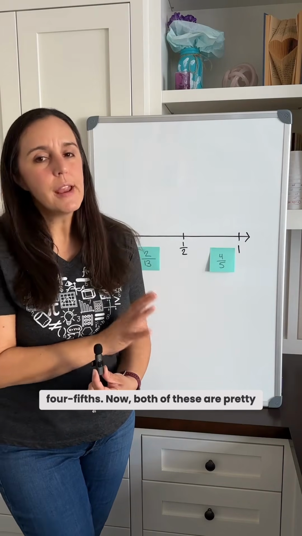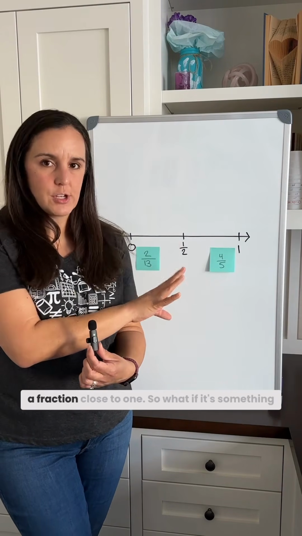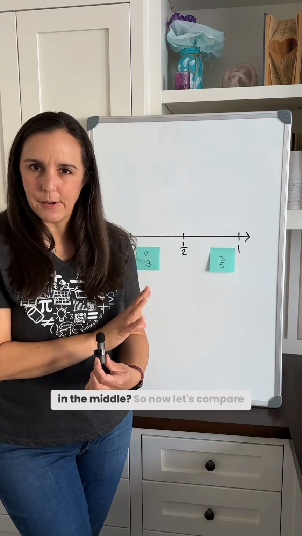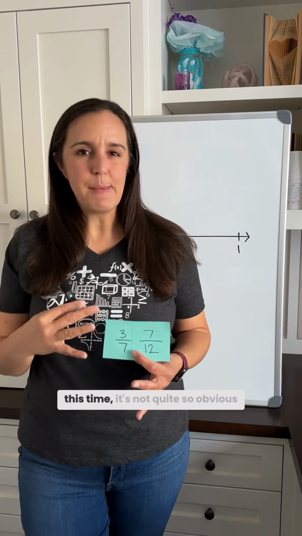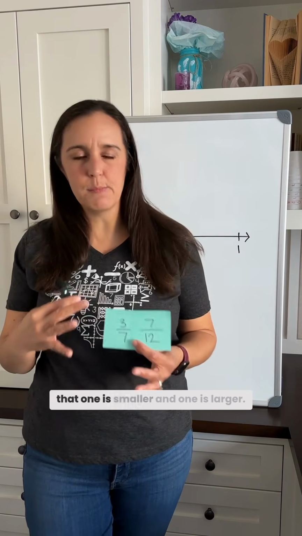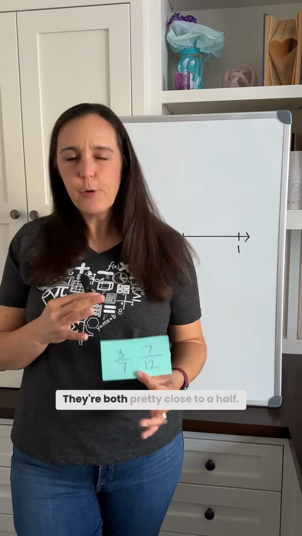Now, both of these are pretty obviously a fraction close to 0 and a fraction close to 1. So what if it's something in the middle? So now let's compare 3/7 and 7/12. This time it's not quite so obvious that one is smaller and one is larger. They're both pretty close to a half.